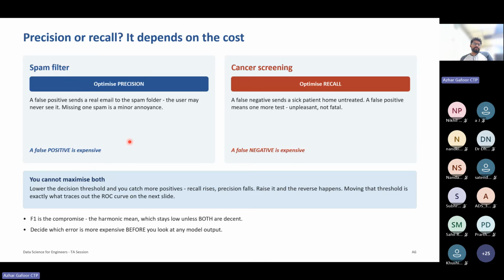There is one more problem: we cannot maximize both. We have to design our model or the decision threshold so that we catch more positives, that is recall. Then as recall rises, precision falls, and if you raise the threshold, the reverse happens. Moving the threshold is exactly what changes the false positive and false negative counts.